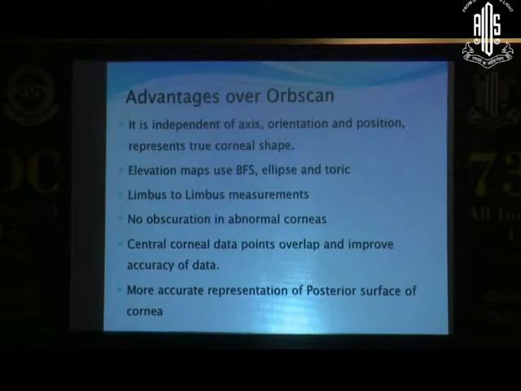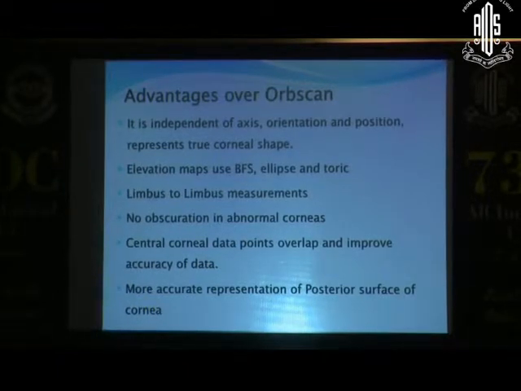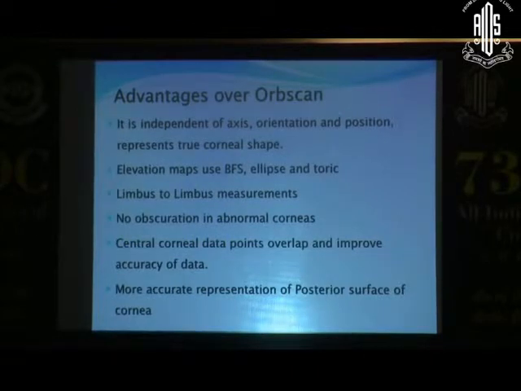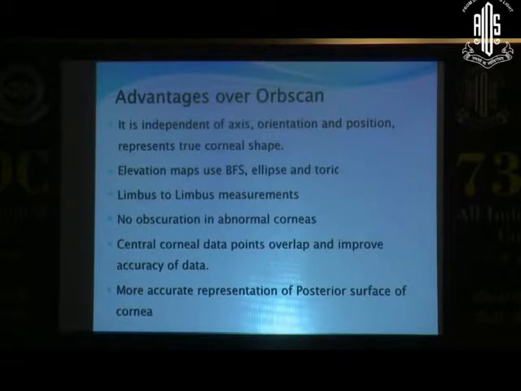So the advantages over the OBSCAN is here you have a machine which is independent of axis, orientation and position, represents a true corneal shape. The elevation maps, in addition to the best fit sphere, also have the option for an ellipse and a toric. It provides limbus to limbus measurement in almost all cases. So unlike in OBSCAN where tear disturbances, pellucid degeneration, peripheral thinning may be missed out, you can capture that on a Pentacam. There's no obscuration in abnormal corneas.